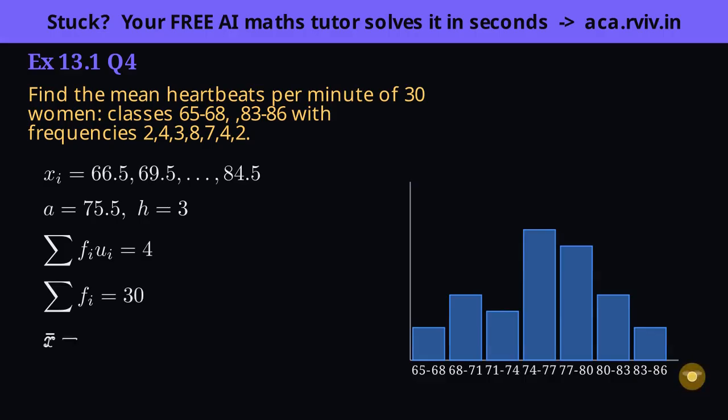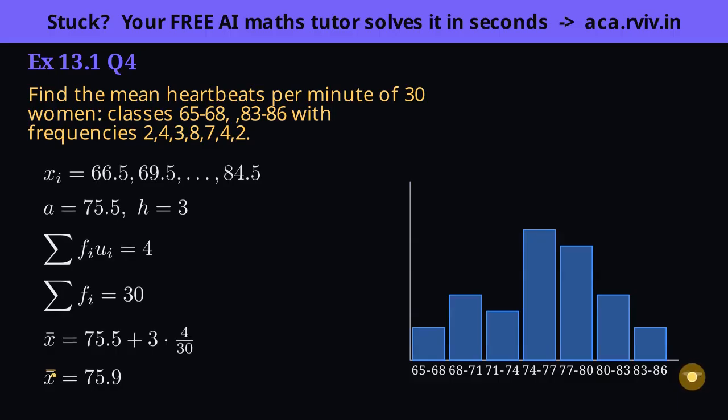Unscale by 3, divide by 30, and add a back on. 75.5 plus 3 times 4 over 30. That correction is a mere 0.4. So the mean heart rate is 75.9 beats per minute, barely above our well-chosen assumed mean.